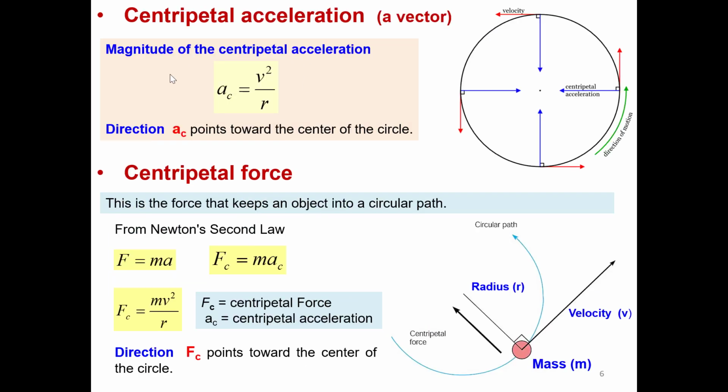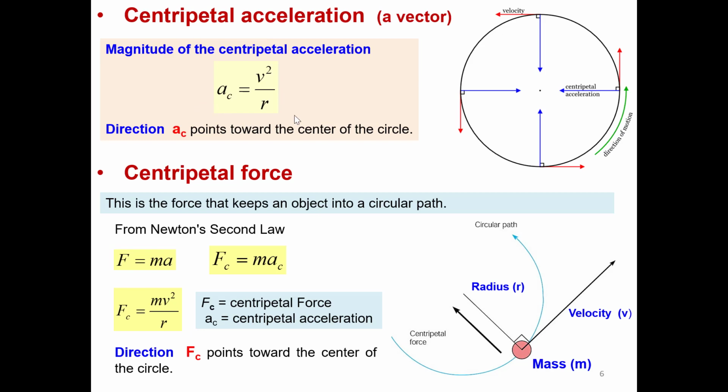Now we want to discuss the magnitude of the centripetal acceleration. We know the acceleration is a vector, and we know the direction of this vector: it always points towards the center of the circle. The magnitude of the acceleration equals the square of the velocity divided by the radius of the circular path. This is the circular path, and this is the radius, the distance from the center to any point on the circle.